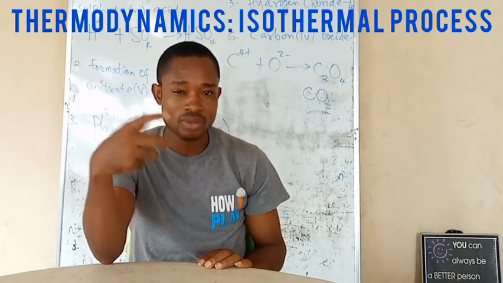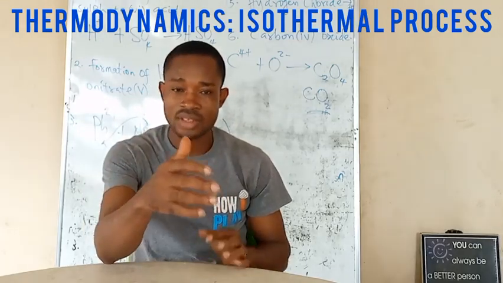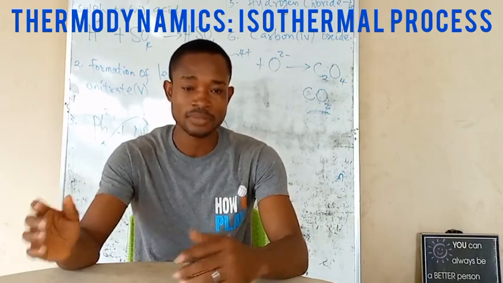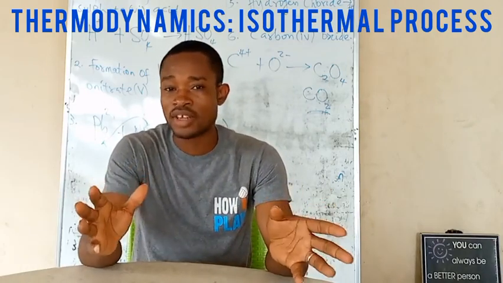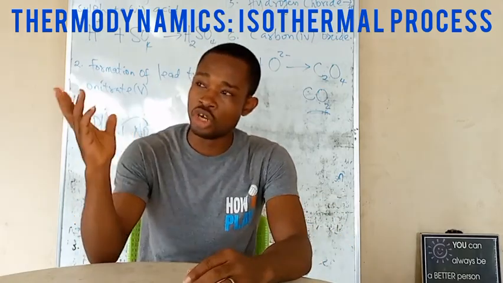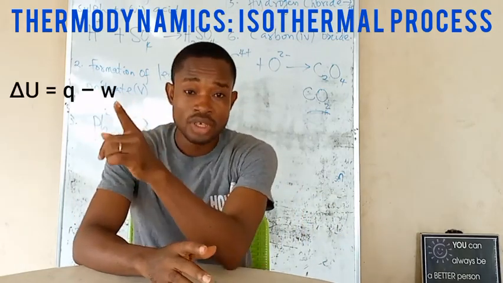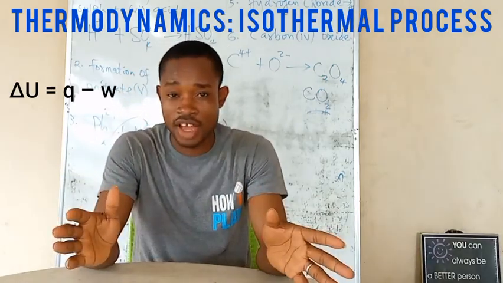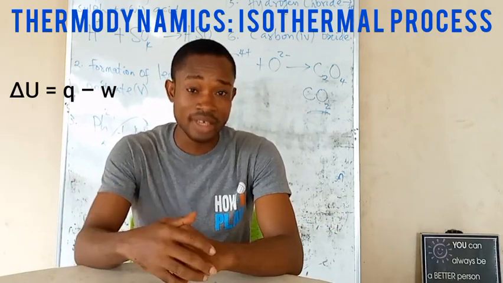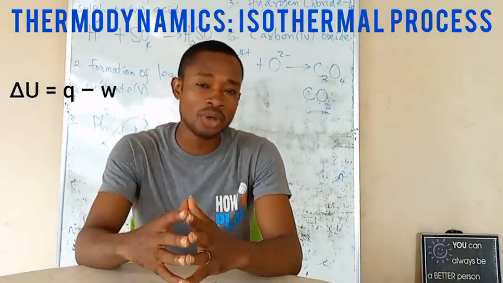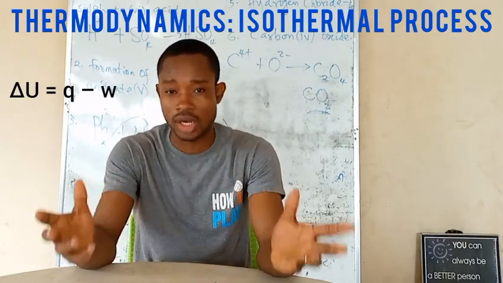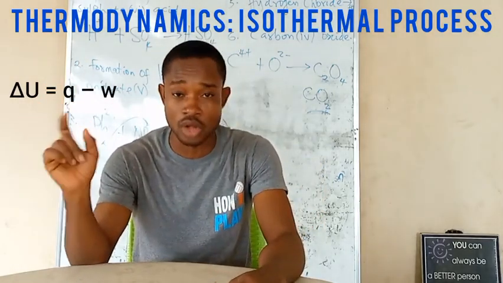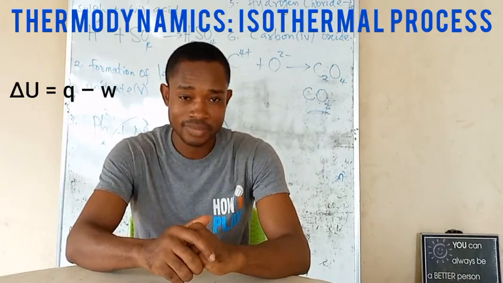First law of thermodynamics, we have the general idea that states that energy cannot be created nor destroyed, but changes from one form to another. The mathematical equation guiding the first law of thermodynamics is as shown on the screen. Delta U equal to Q minus W. Delta U is change in internal energy, and then our Q is the heat of the system. We have W as the work done either by the system or on the system. So these three quantities are related by the formula delta U equal to Q minus W.